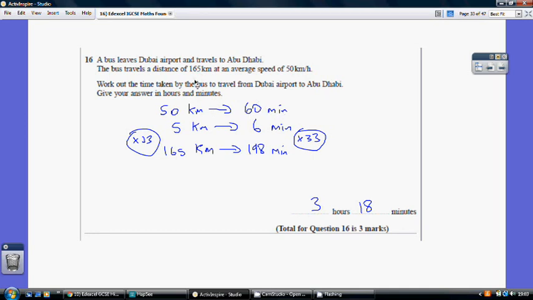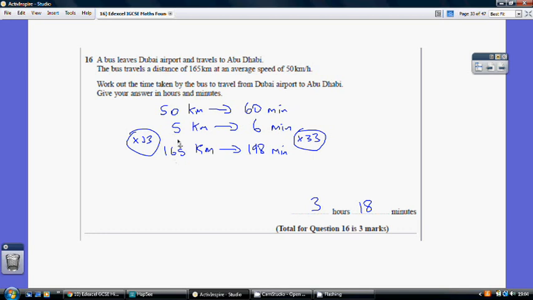Now I need to work out how long it's going to take me to do 165 kilometres. So I need a way of, via proportion, moving from 50 to 165. Now there's many ways to do it. You could divide by 50, then multiply by 165. But what I've chosen to do is start off by dividing by 10. So if 50 kilometres takes 60 minutes, 5 kilometres takes 6 minutes. Now I'm aiming to do 165 kilometres. So how do I convert 5 into 165?